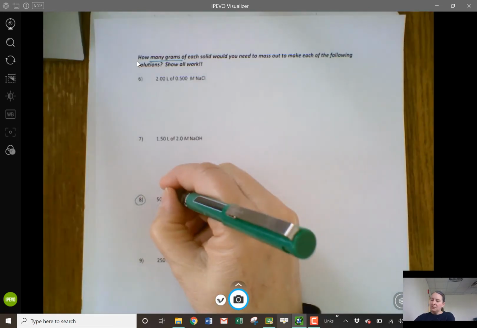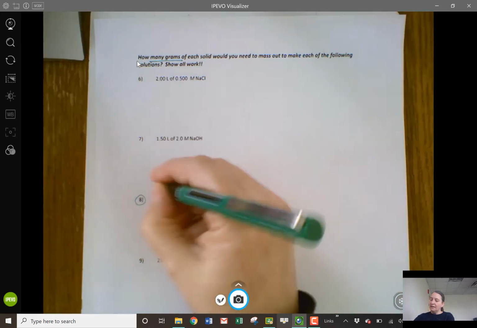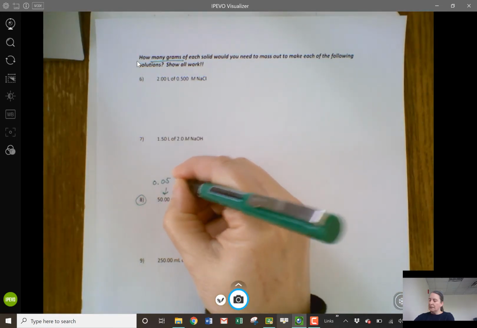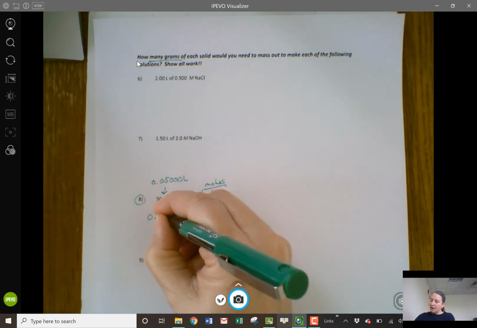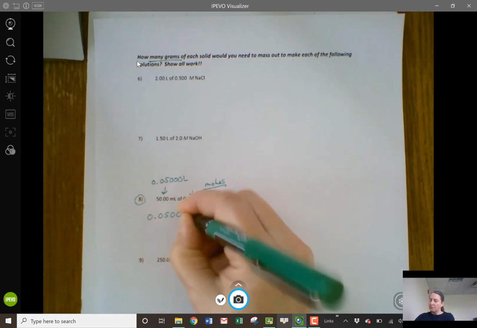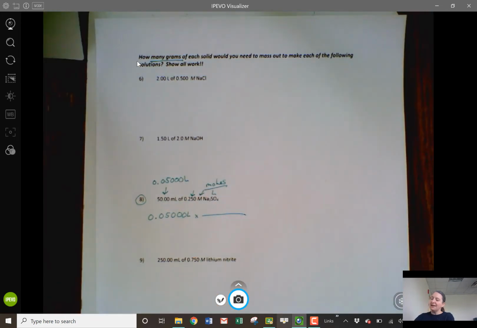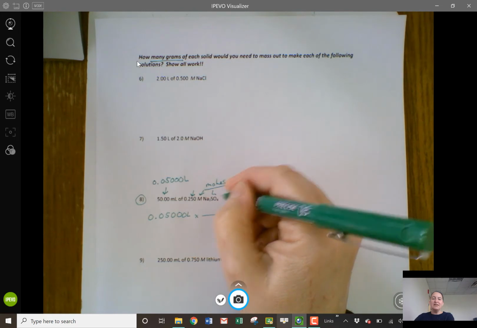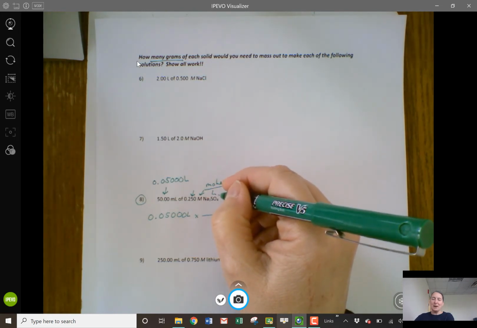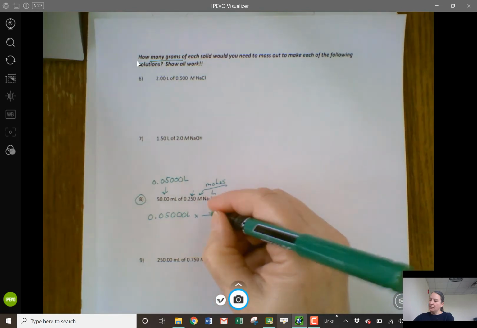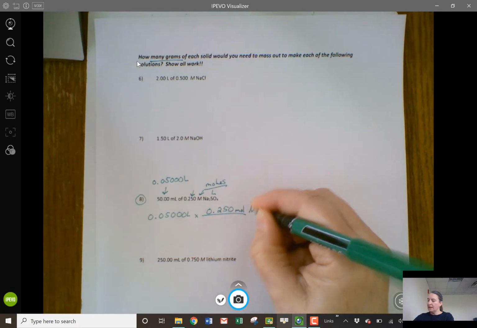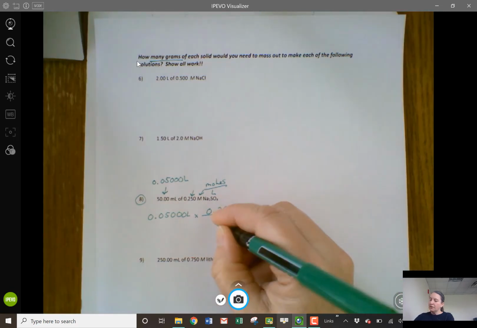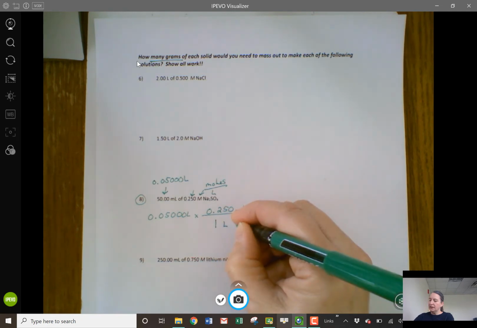And the other thing I'm going to do right off the bat is I'm going to change this to liters. And so that's going to be 0.05000 liters if I keep all those significant zeros. So I'm going to start off with my volume. And the reason I know I can start off with my volume is because my units for molarity are moles per liter, if I use that, I'm going to be able to actually get rid of liters. So I know I have 0.250 moles of Na2SO4 for every 1 liter of solution.